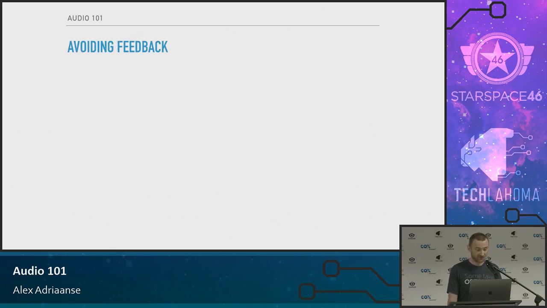So how do you avoid feedback? There are a few ways. Really, the solution is simply to turn down amplification. There are fancy things like feedback suppressors that I think may sometimes work, but I've never really used them. The best and most reliable solution is turning down amplification.